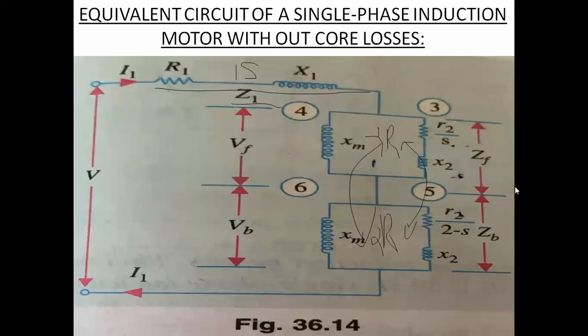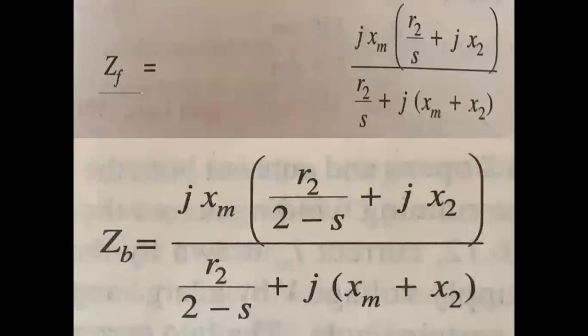For the forward impedance, the formula is ZF equals jXM times (R2 by S plus jX2) divided by (R2 by S plus j(XM plus X2)). The backward impedance is ZB equals jXM times (R2 by (2 minus S) plus jX2) divided by (R2 by (2 minus S) plus j(XM plus X2)). These are the impedances of the forward and backward running motors.